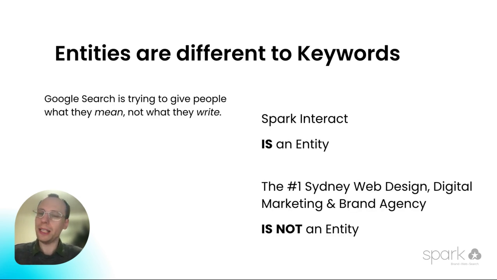This makes them very different to keywords. Keywords are exact matches to what's been said or typed. So, for example, Spark Interact is an entity. It's a company and it has connections to people, services, projects, lots of things. On the other hand, the number 1 Sydney web design, digital marketing, and branding agency is not an entity. That's just a phrase. And sure, it's full of the classic SEO terms we love to put in our content, but it's not a thing. It's, hopefully, just a small part of what Spark Interact means as an entity.